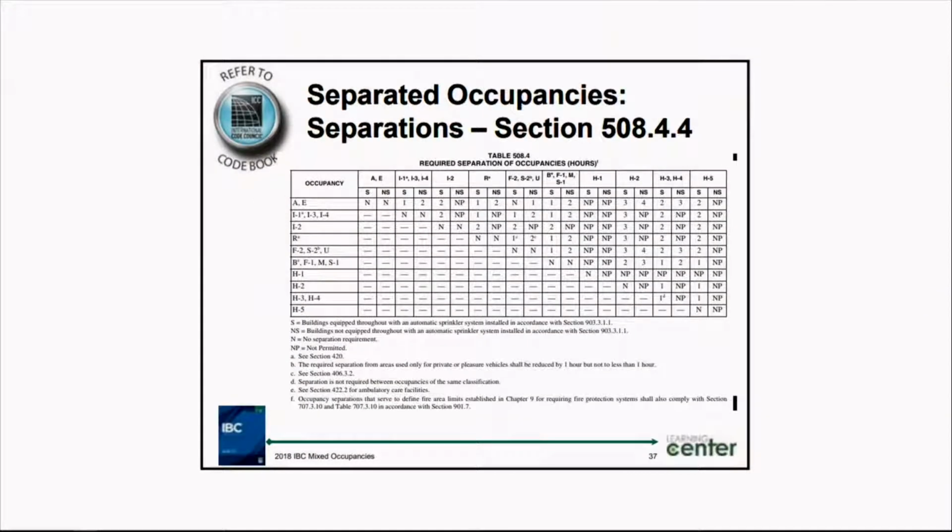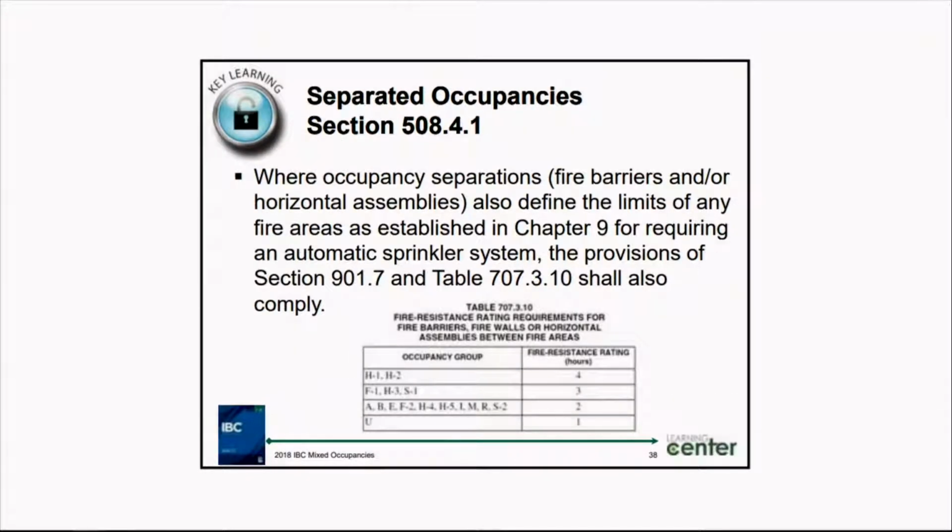it bounces us back to table 508.4. We acknowledge that in section 406.3.1 there is a requirement not specified in table 508.4, but table 508.4 is very clear that there is no separation requirement between the Group U private garages and the adjacent S2 open parking garage space. An important section is 508.4.1, where occupancy separations also define the limits of any fire areas as established in Chapter 9 for requiring an automatic sprinkler system; additional provisions shall apply.